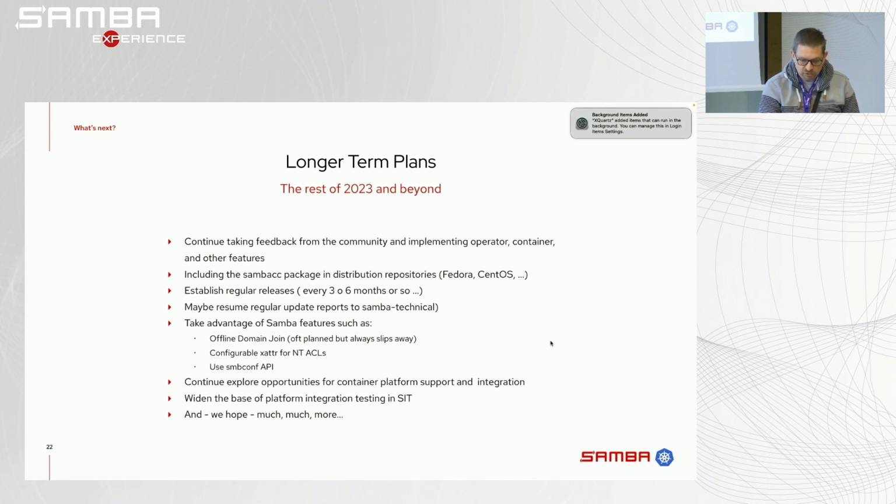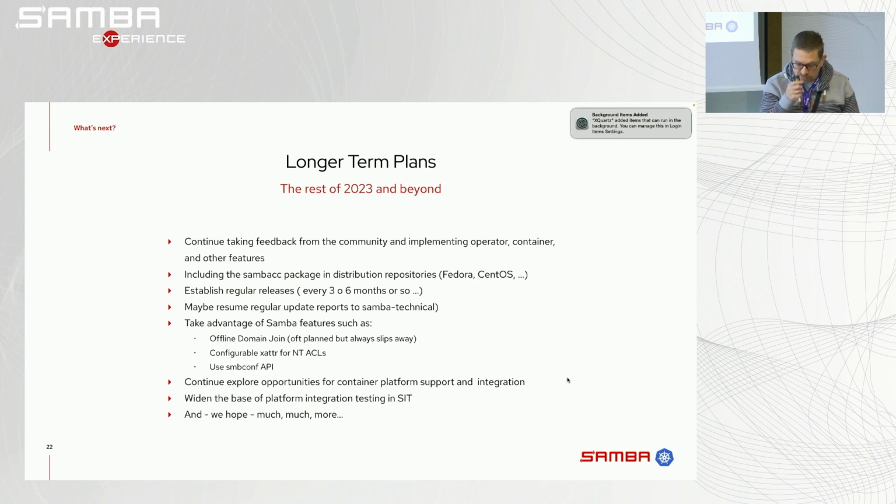We want to take advantage of additional Samba features, for instance the offline domain join, which was originally created by Günther, I think triggered by the discussions about these things. We often planned but never added it to the capabilities of operator and Samba container directly, but this is on the to-do list. So we would like to have a configurable location for the XAttr for anti-ACLs with the TDB-ACL module, because the current XAttr location requires elevated privileges in the system, which makes it difficult in container environments.